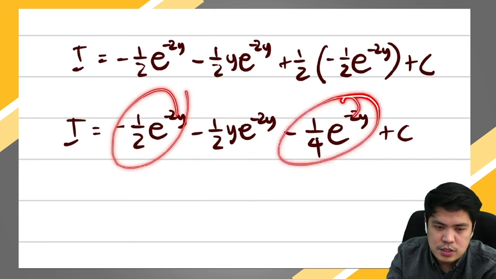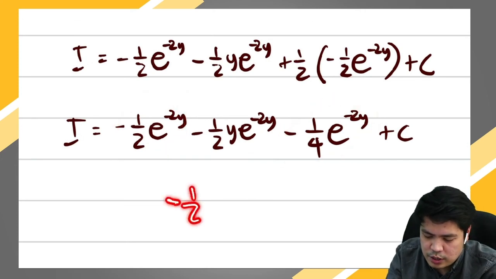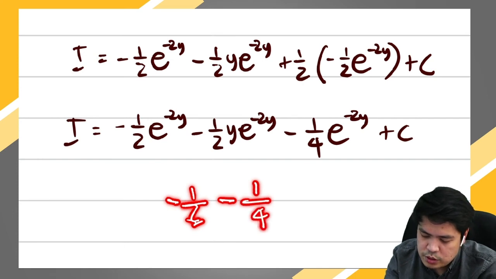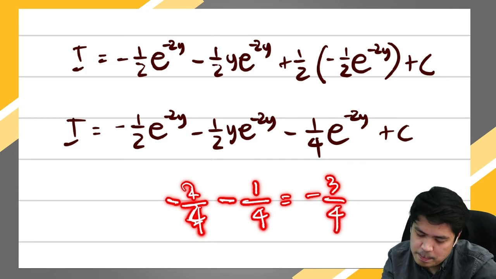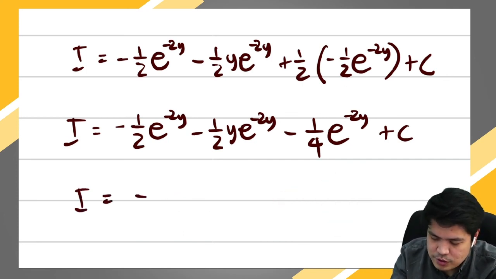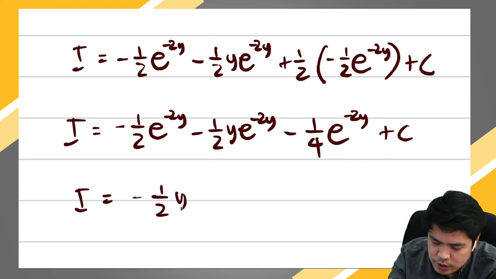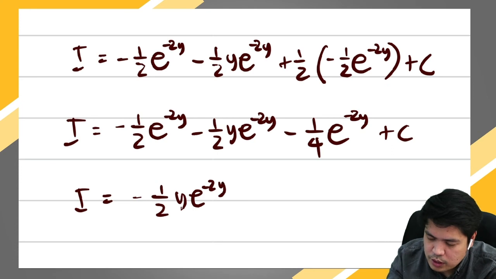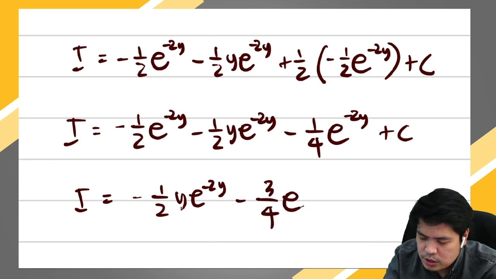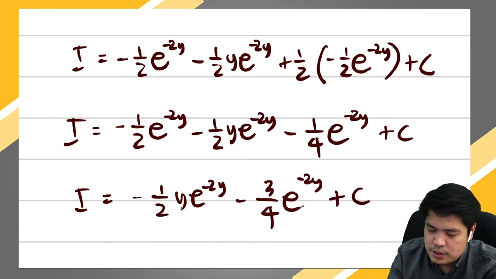We could just add negative 1/2 and negative 1/4. So, that would be negative 3/4. Tama ba? Uy, parang may naka-answer ng negative 3/4, no? How about if I do it like this? Negative 1/2 y exponential negative 2y minus 3/4 exponential negative 2y plus c.